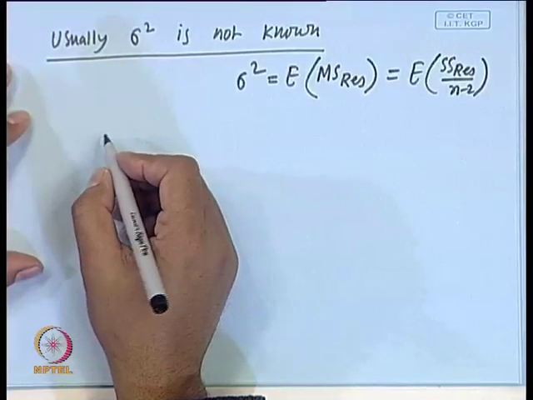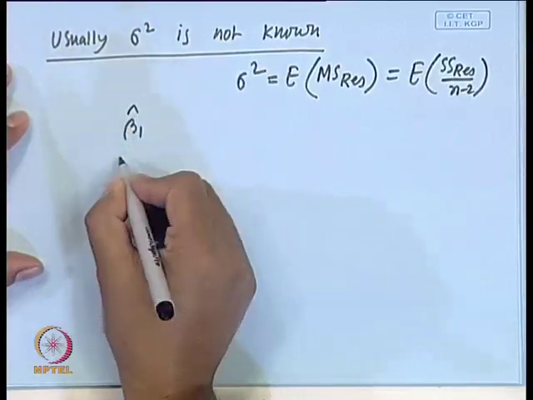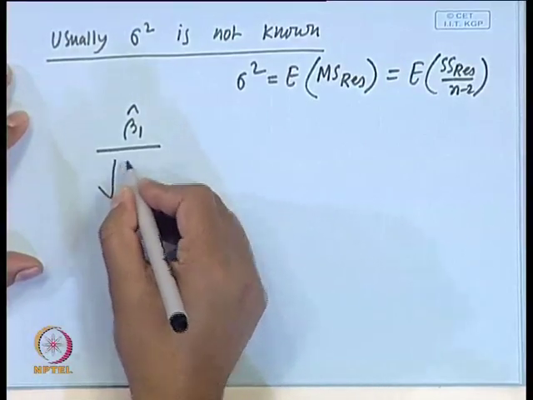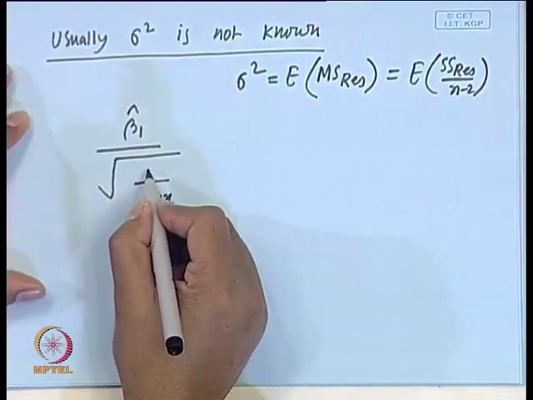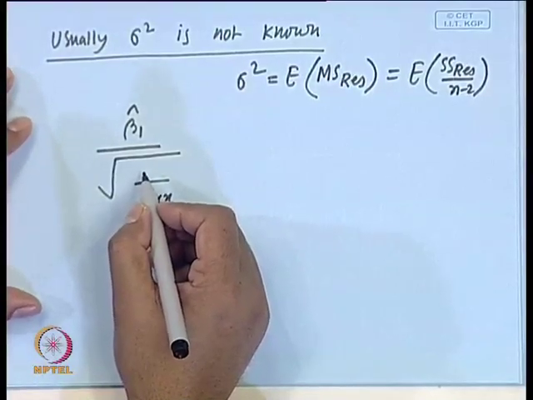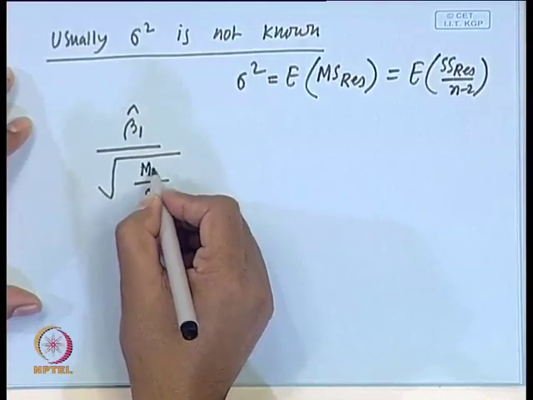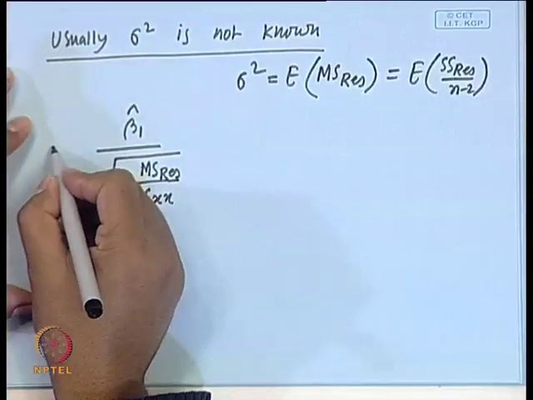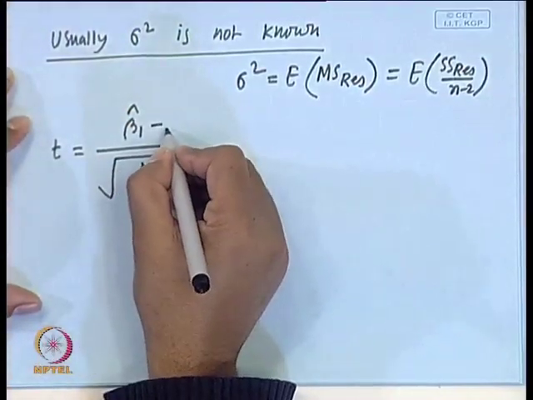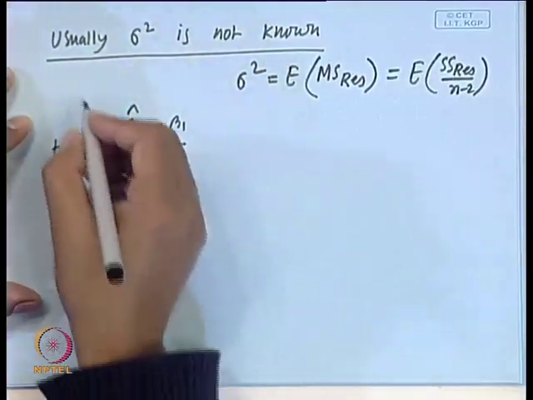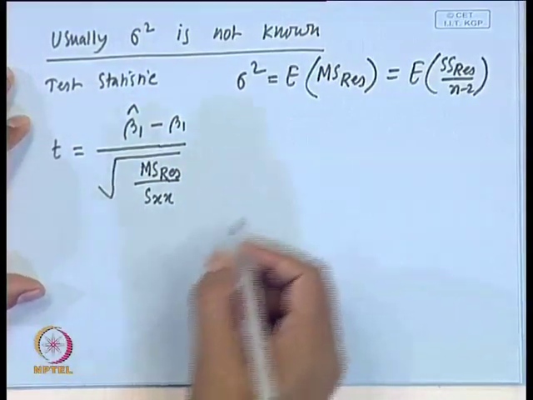the test statistic to test the hypothesis beta 1 equal to 0 was of the form beta 1 hat by root over sigma square by S x x. But sigma square is not known here. This is the more practical case, that sigma square is not known. So, what we do is that we just replace this sigma square by its unbiased estimator MS residual, and we call it t. This is the test statistic to test the given hypothesis.